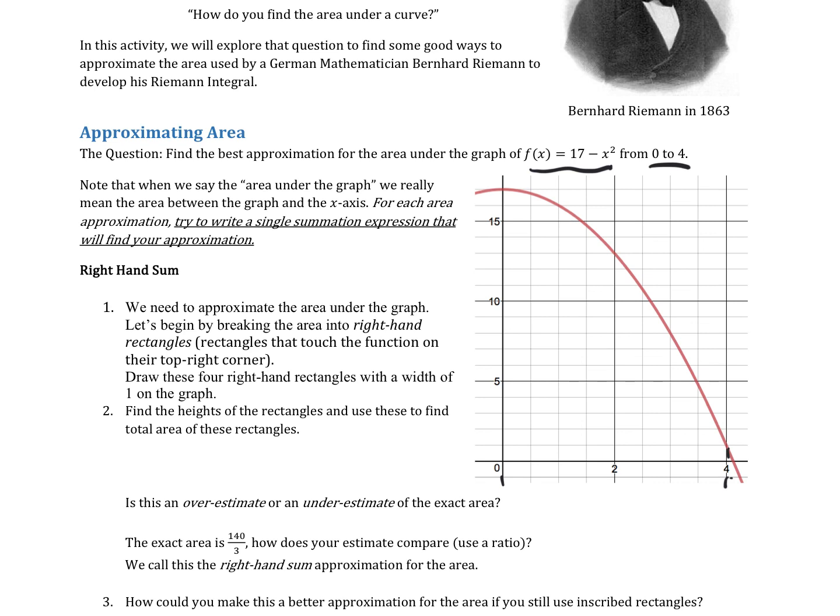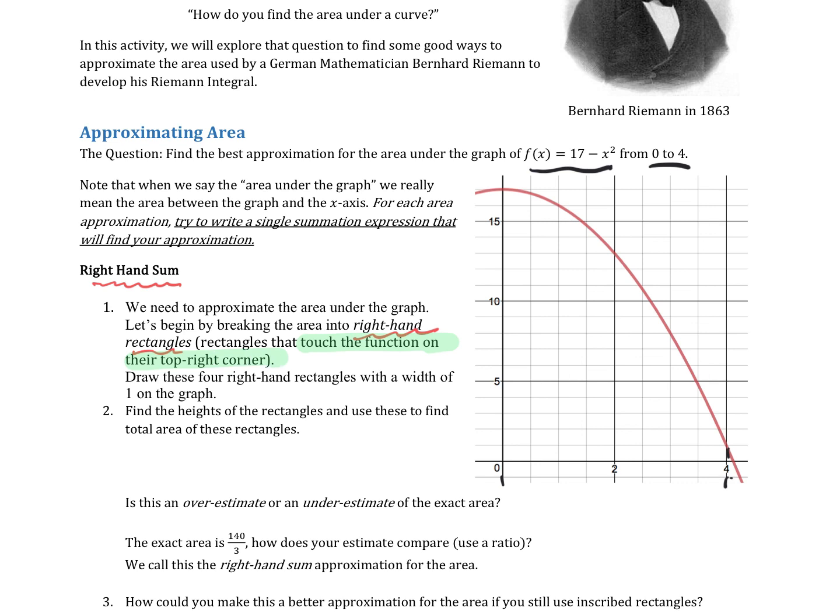It doesn't match any area formulas that we might use in geometry. So what we need to do is break it up into something that we recognize, something that we can find the area of. So first thing we're going to do is break this up into rectangles. And we've got to decide how we're going to fit the rectangles under here. So first we're going to break it up using a right-hand sum, or right-hand rectangles. So we're going to have rectangles that touch the function on their top right corner.